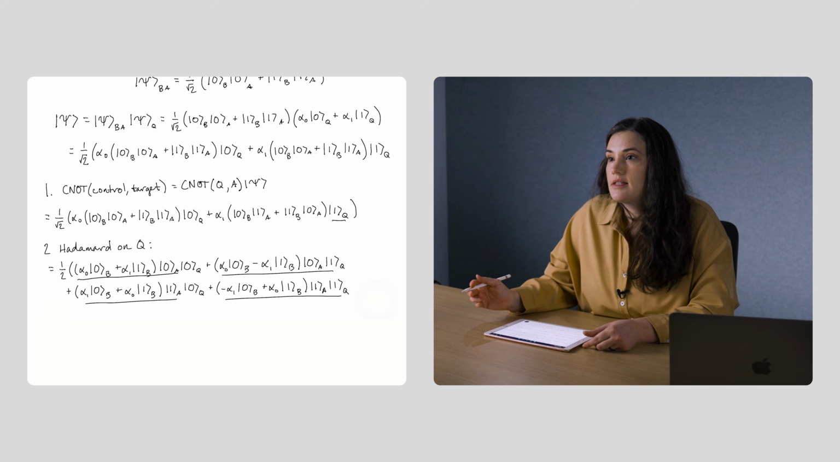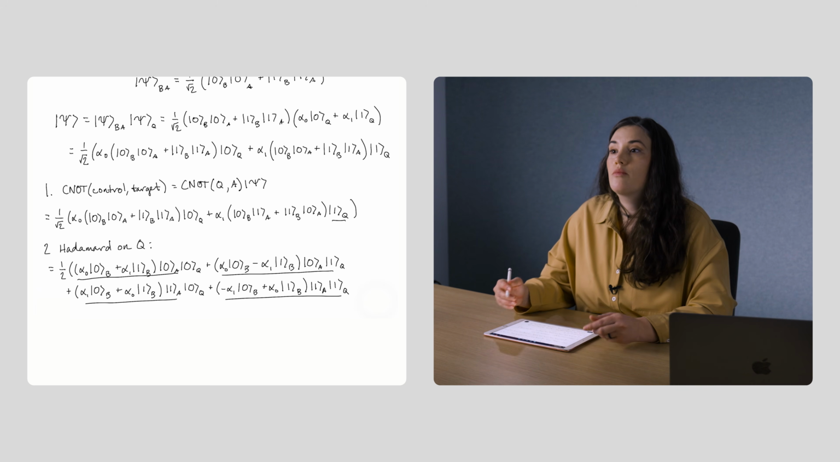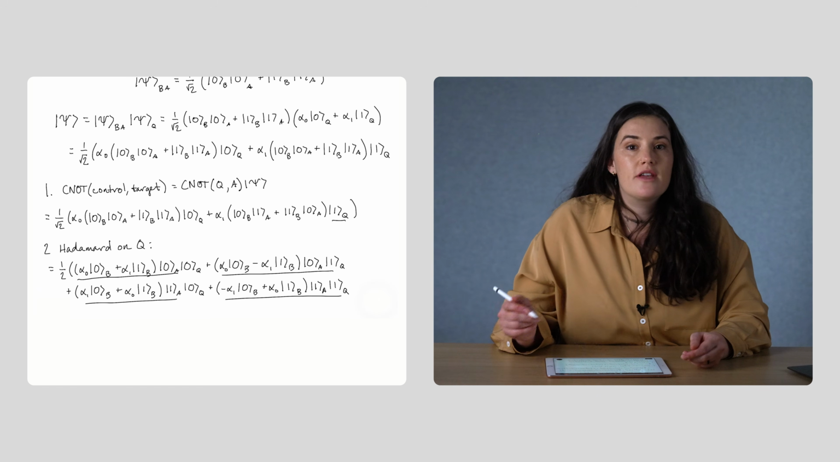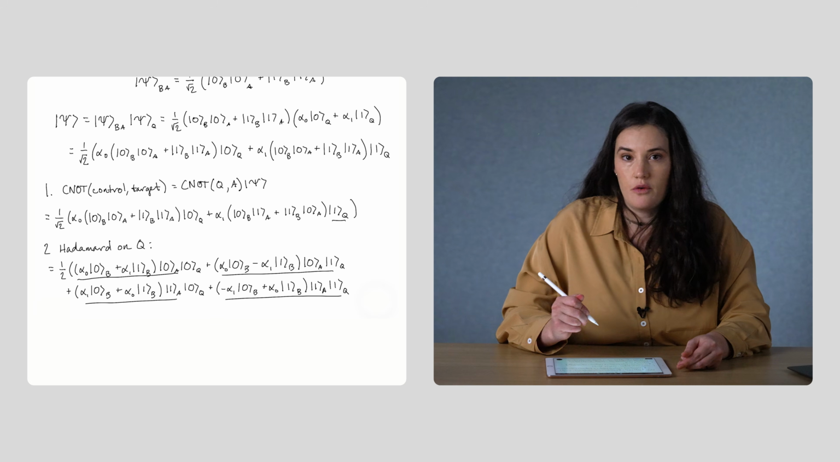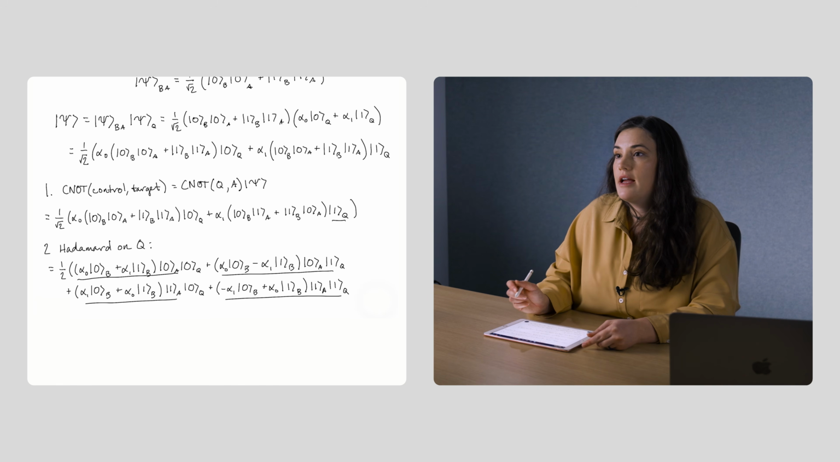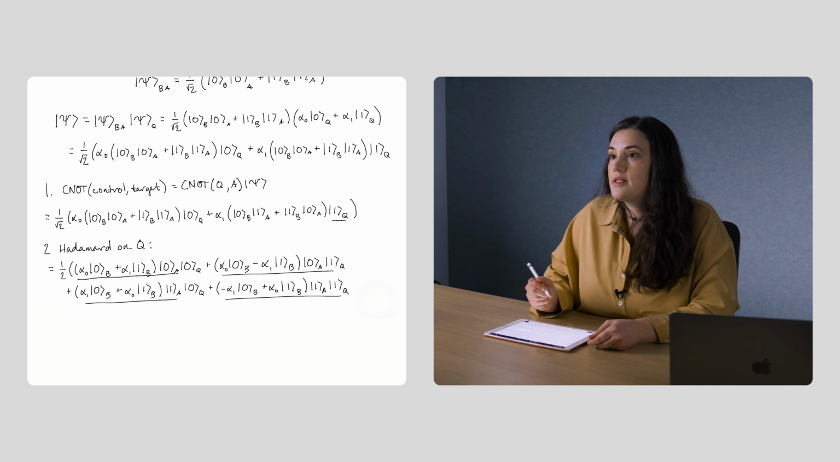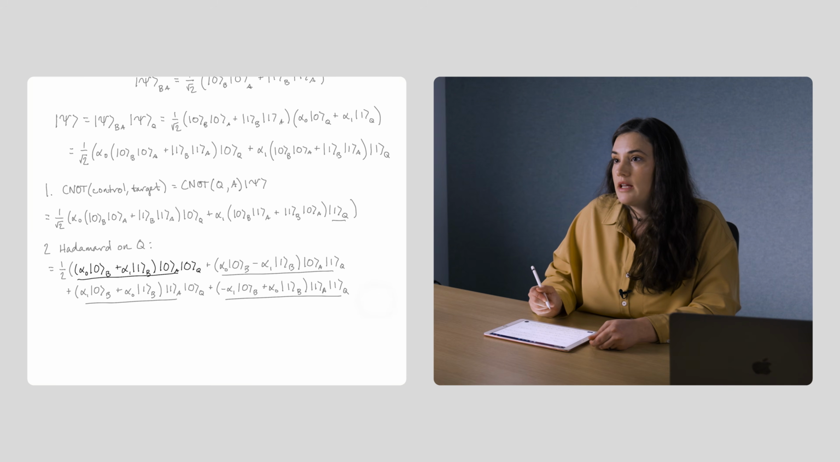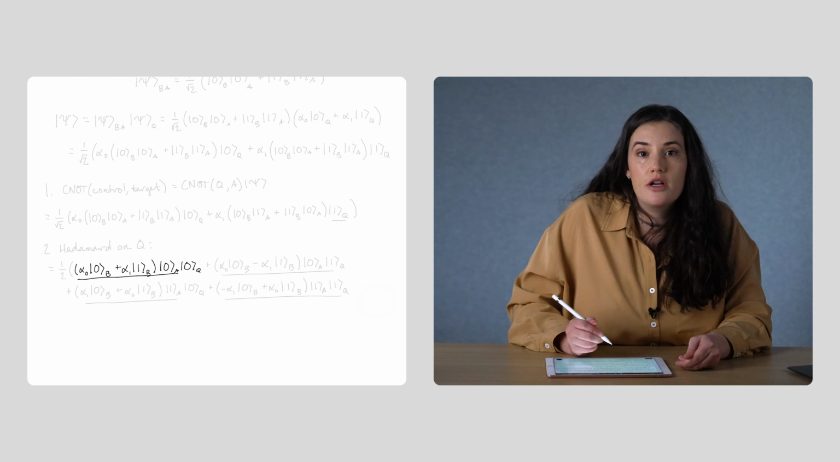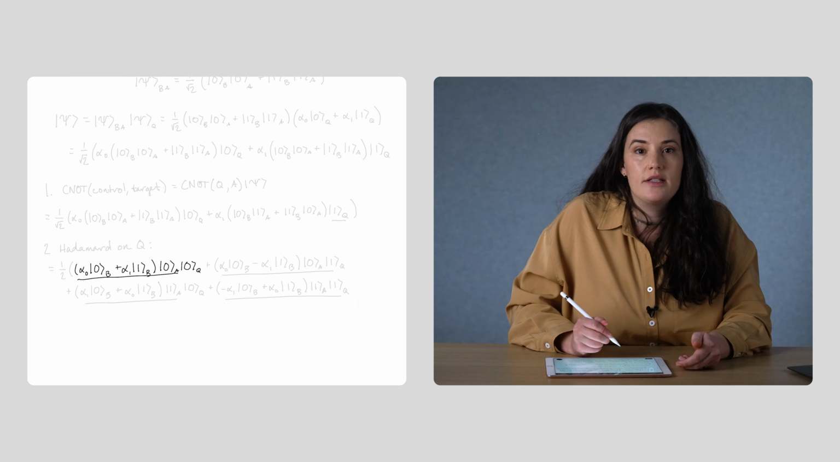And in each case, Bob will be left with a superposition state with amplitudes that are related to Alice's initial unknown state. Remember, the amplitudes are alpha 0 and alpha 1. So for example, if Alice measures both qubits to be 0, then Bob's state will collapse to this term, the original unknown state that Alice wanted to teleport.